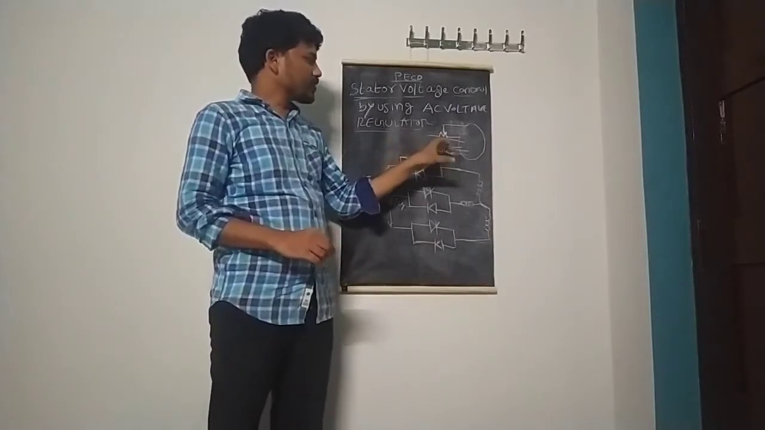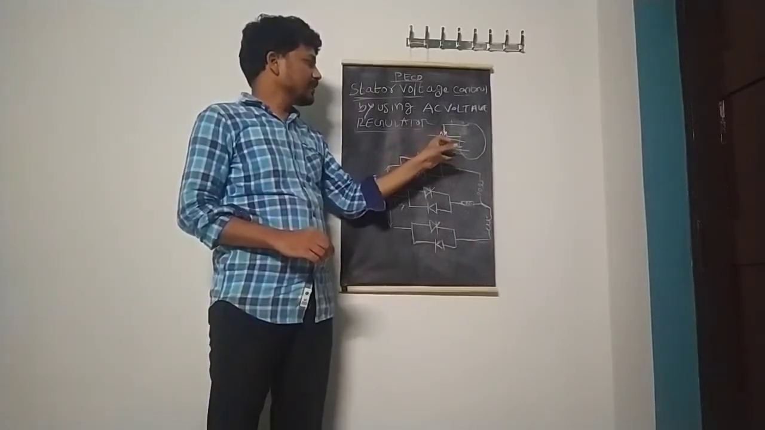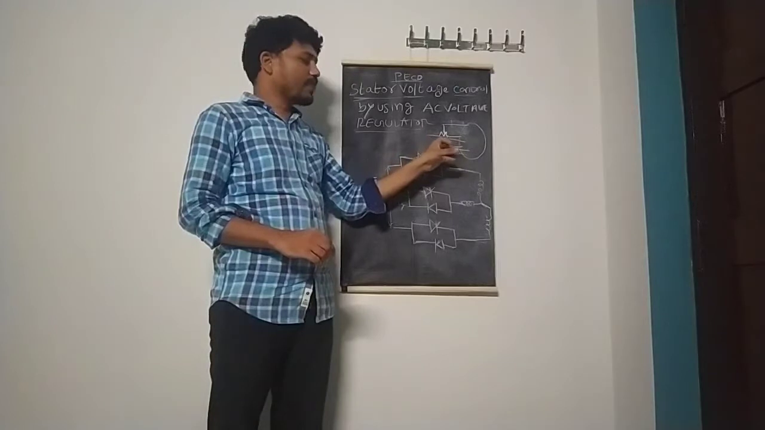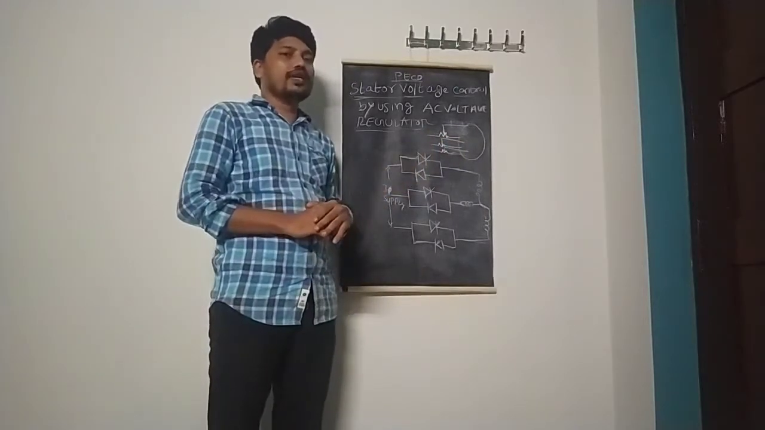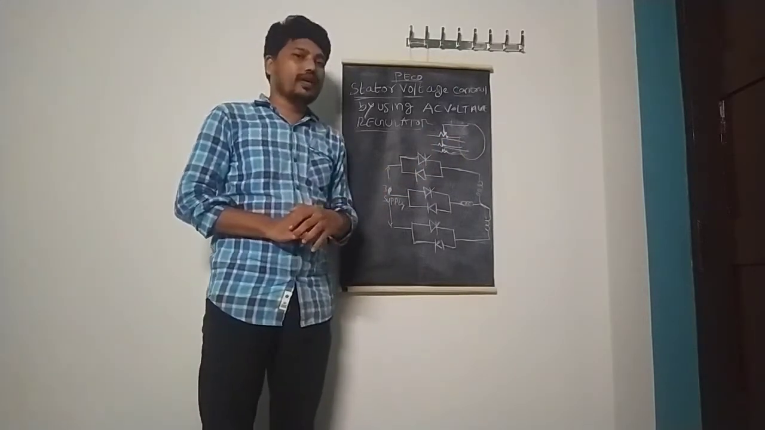Once we have these three rheostats, by adjusting them we get a voltage drop, and therefore we get the reduced voltage from the starter. Then we can control the speed of the motor.